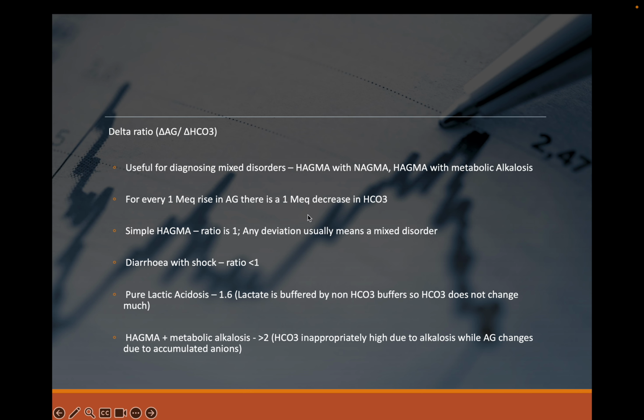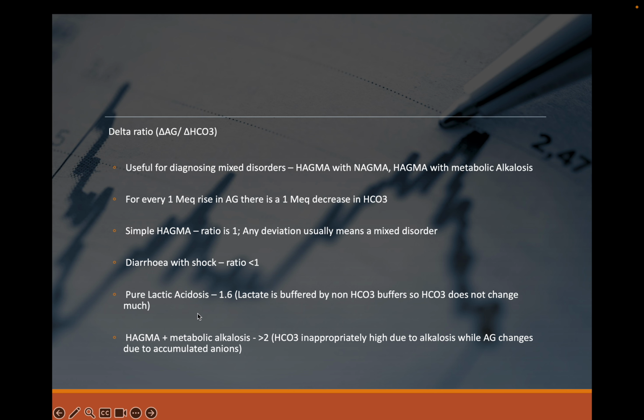So the delta ratio, already mentioned. Generally, diarrhea, I'll give as an example. In the case of diarrhea with shock, the ratio is generally less than 1, because diarrhea is a NAGMA thing, normal anion gap metabolic acidosis. So in them the ratio is generally less than 1 because of NAGMA. In the case of high anion gap, I already mentioned more than 2 is the cause.